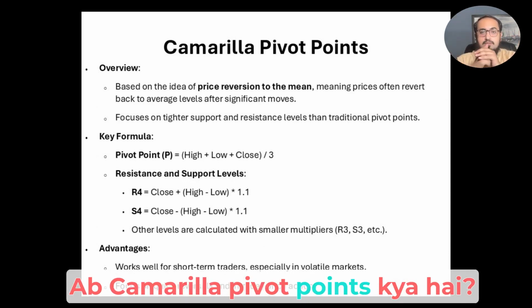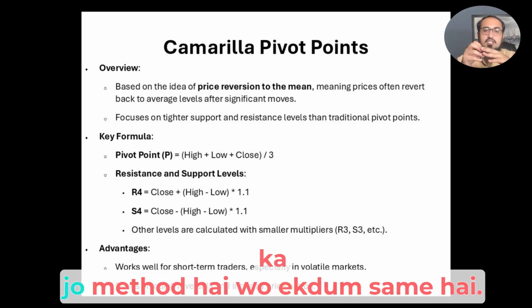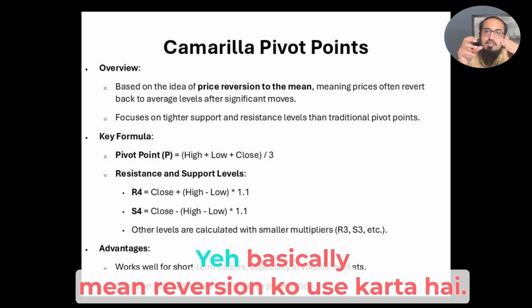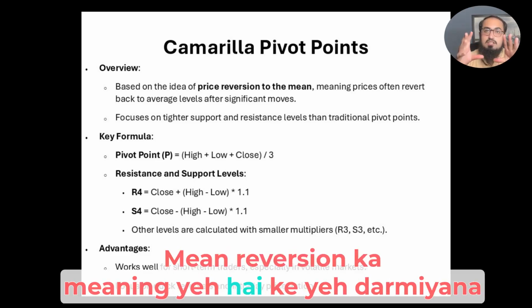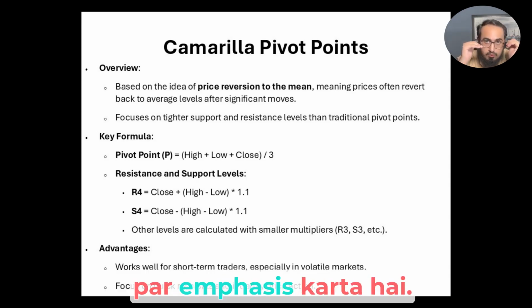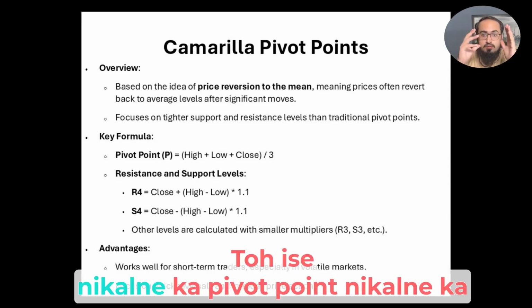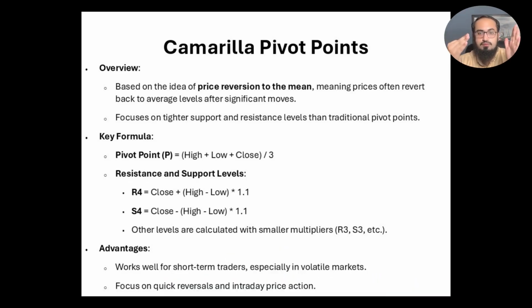Then second, we have the Camarilla pivot points. Now, what are Camarilla pivot points? The method to find the pivot point of Camarilla pivot points is exactly the same. It basically uses mean reversion. What does mean reversion mean? The meaning of mean reversion is that it finds a mid-level midpoint and emphasizes it. So, the method to find its pivot point is the same as normal pivot points. High plus low plus close divided by 3. There is no difference in this.